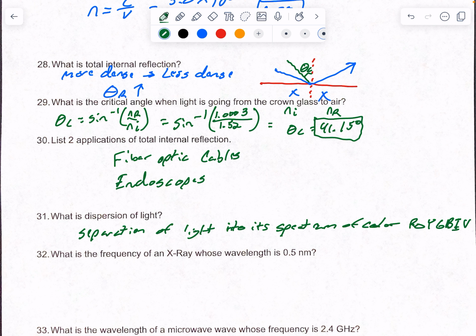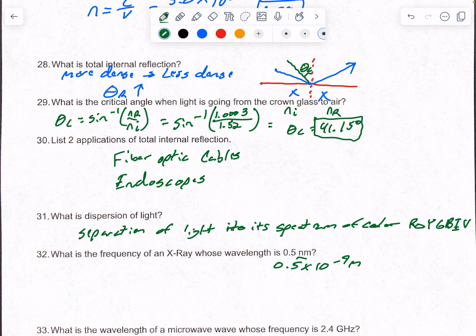32, what is the frequency of an X-ray with a wavelength of 0.5 nanometers? So again, watch out for that nano right there. If you use the metric scale on the very last page, nano is times 10 to the negative 9. So we're going to do 0.5 times 10 to the negative 9, and that'll fix it.